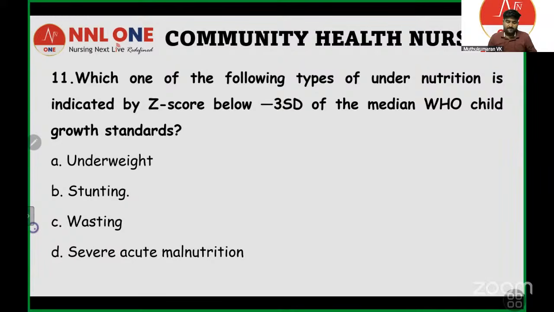Yes. So now comes another important question. Which of the following types of undernutrition is indicated by Z score below minus 3 SD of the median, that is WHO child growth standards? Always we are having doubt, always we are confused whether it is minus 2 SD to minus 3 SD, whether it is moderate or mild. Now I am going to clarify you all.